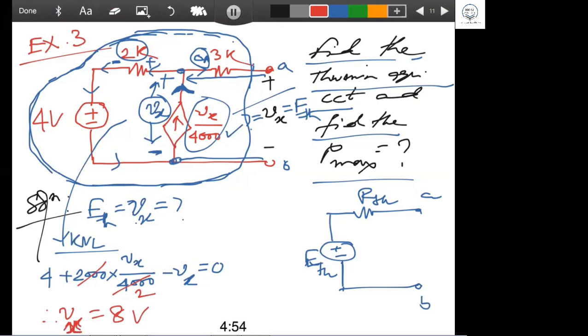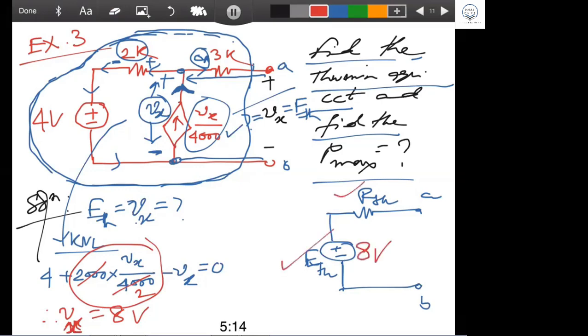Okay, you all seemed confused about this thing, I understand from your background. You understand this part? Okay, good, great. So we have done the E Thevenin. All we have to do now is the R Thevenin.